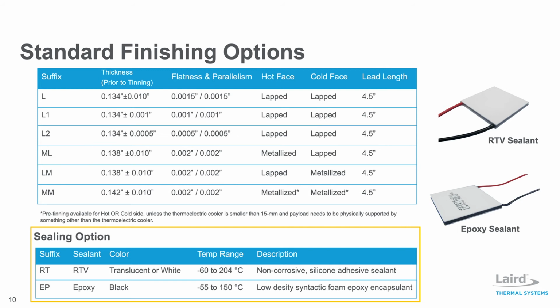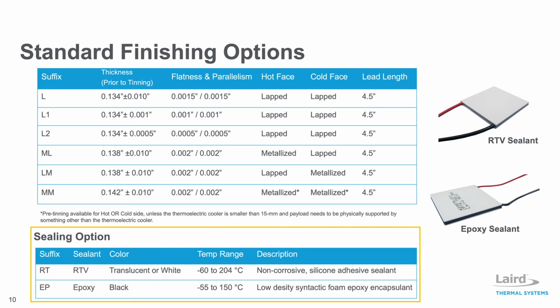Silicone, or RTV, is an all-purpose sealant that exhibits good sealing characteristics and retains its elastomeric properties over a wide temperature range, minus 60 degrees C to 200 degrees C. The sealant is non-corrosive and exhibits good electrical properties with low thermal conductivity. It is suitable for high-volume applications for ease of use and cost-effectiveness.